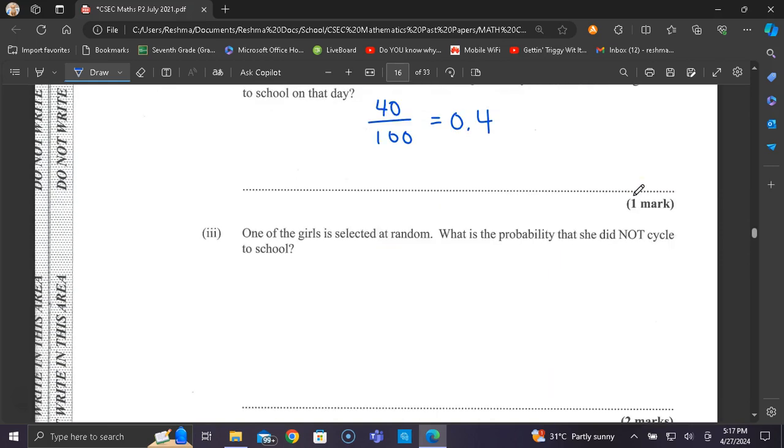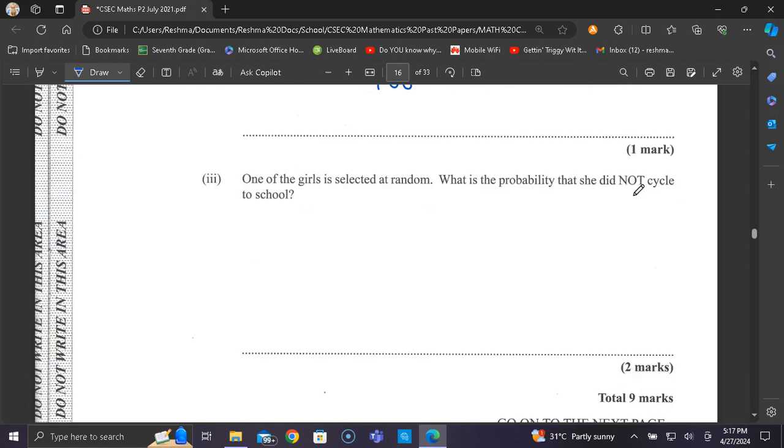Therefore, the probability that a girl did not cycle to school will be 34 out of the total number of girls, 52. Okay, and we can reduce that. 34 over 52, and if we divide by 2, that will be 17 over 26.